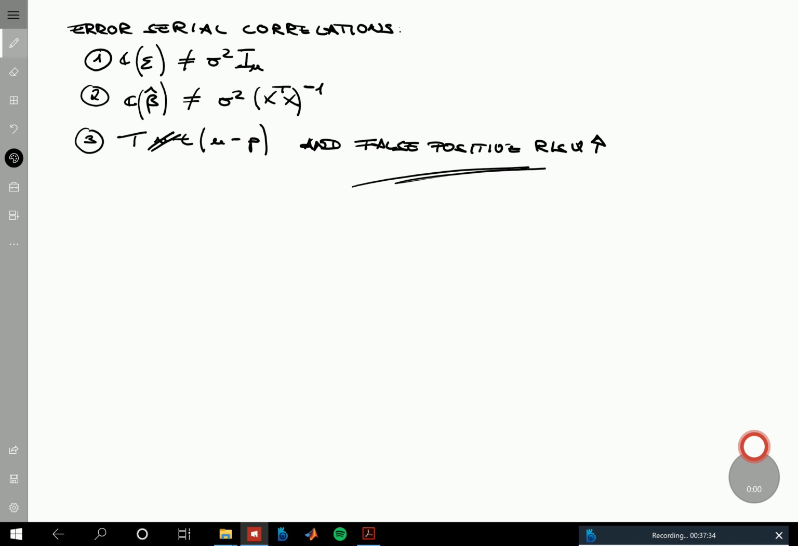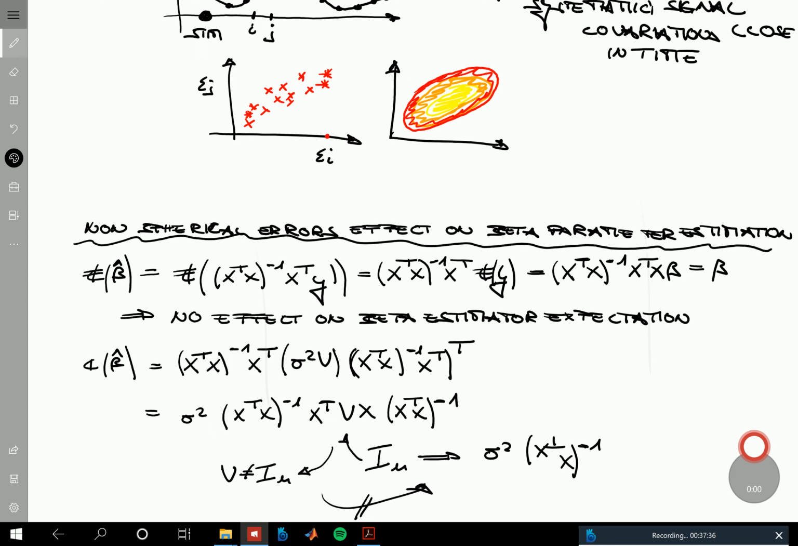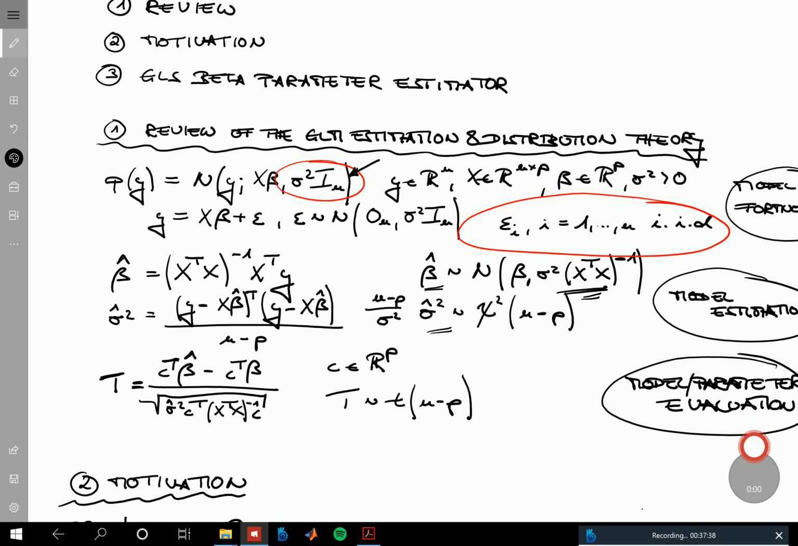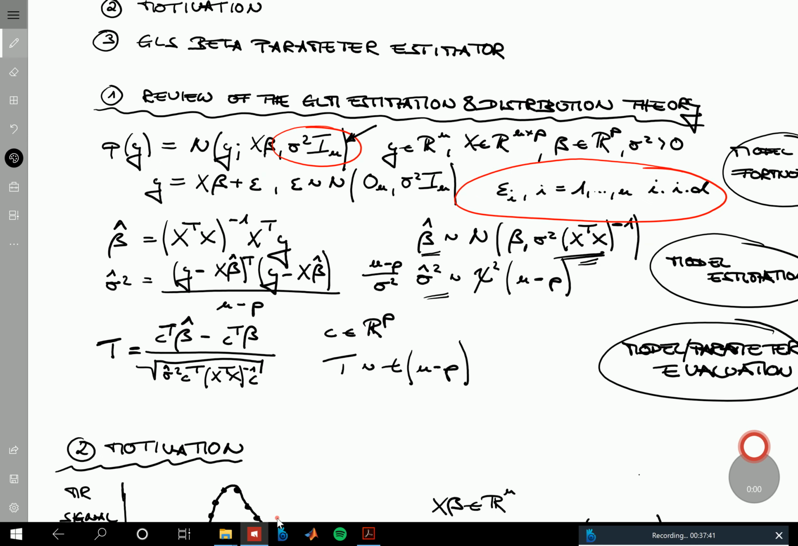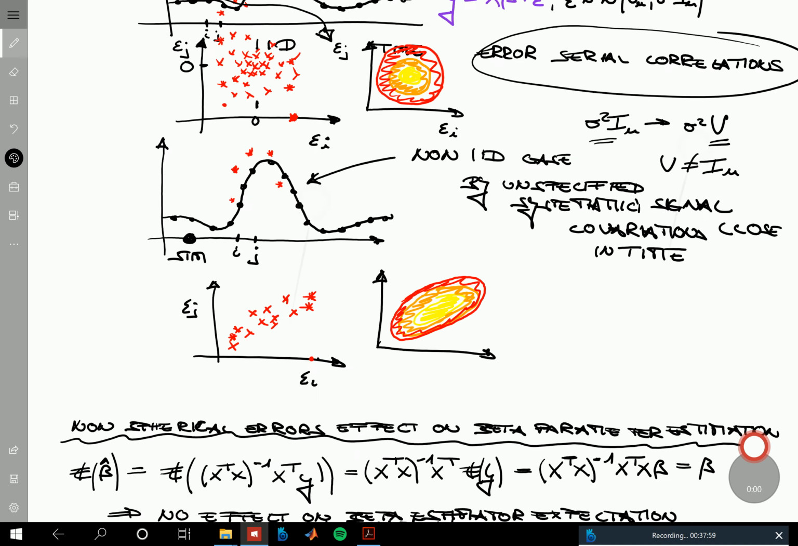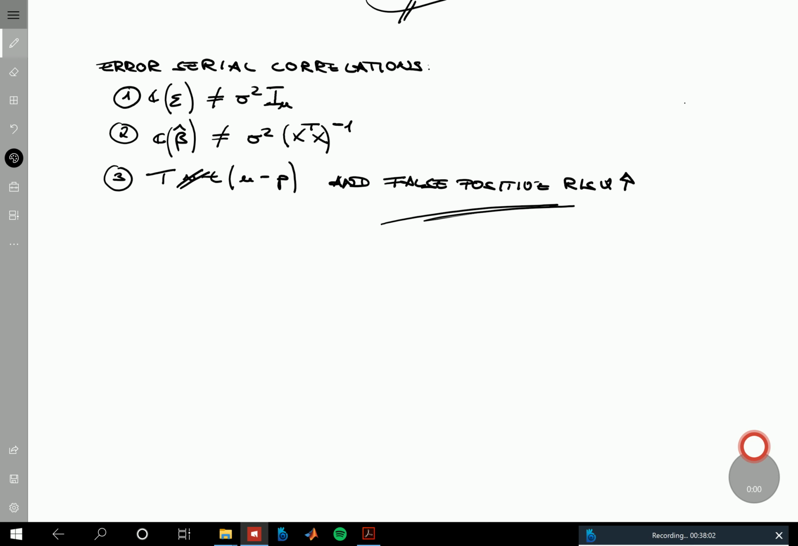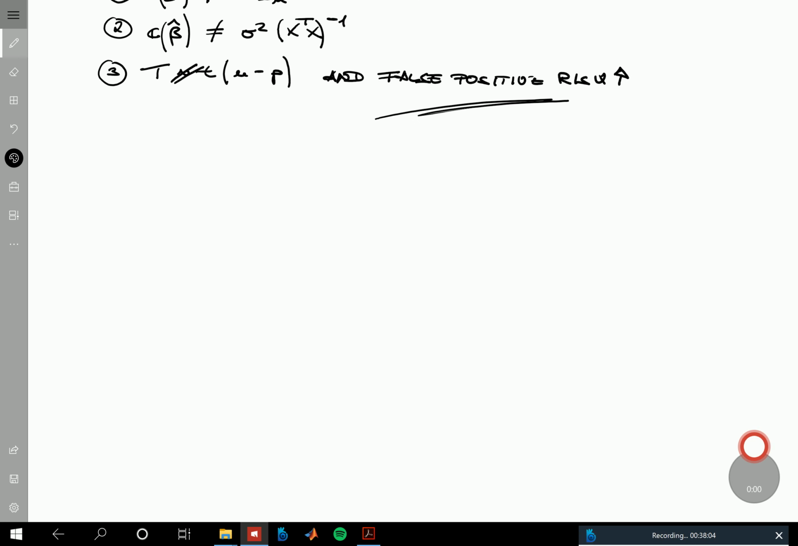So we have to somehow account for this in the estimation theory. If we have good reasons to believe that we don't have spherical errors, then we should not simply use the theoretical results that come out under spherical errors, but we should build in the fact that we have non-spherical errors. This will be the topic for the next hour, to introduce the generalized least squares beta parameter. So let's have a brief break.